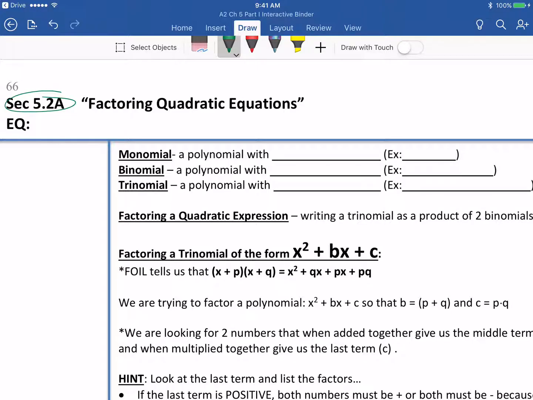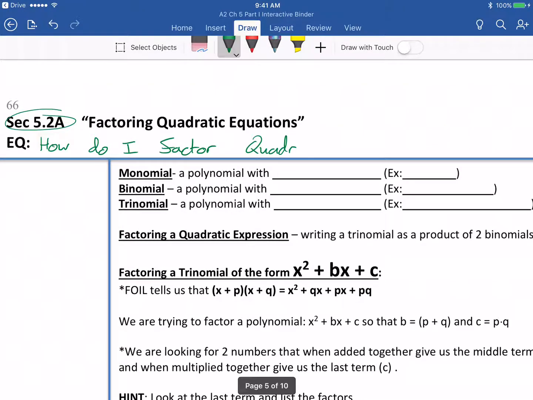So today, essential question: how do I factor quadratics? All right, we were just looking at graphing quadratics in the last one, and now we're looking at how we factor them. All right, so here we go.